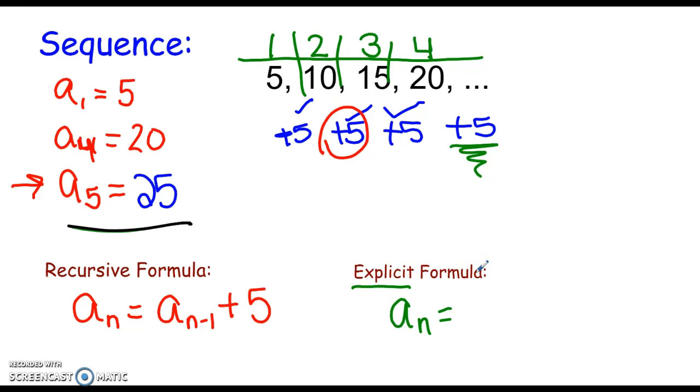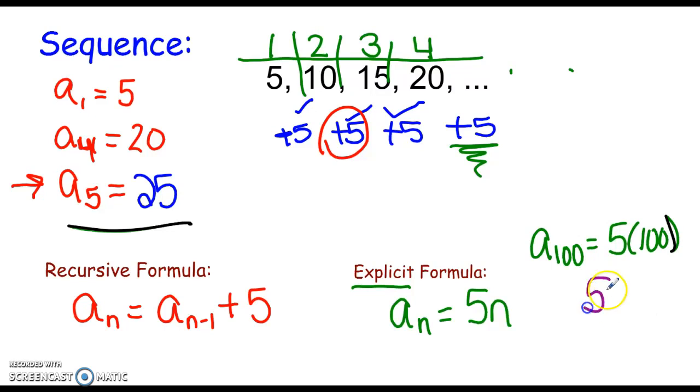In this case, I would take that 5 times the term number. Look back up at what we have at top. 1 times 5 is 5. 2 times 5 is 10. 3 times 5 is 15. 4 times 5 is 20. And it will continue to work. So if I really wanted the 100th term, if I wanted to know what A sub 100 is, I would take 5 times 100. The 100th term of this sequence is 500.